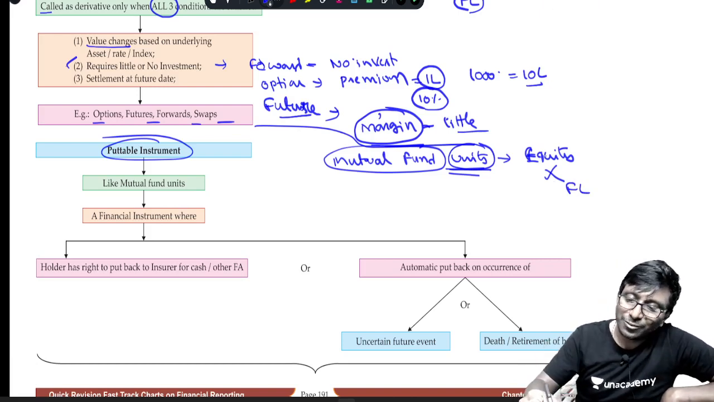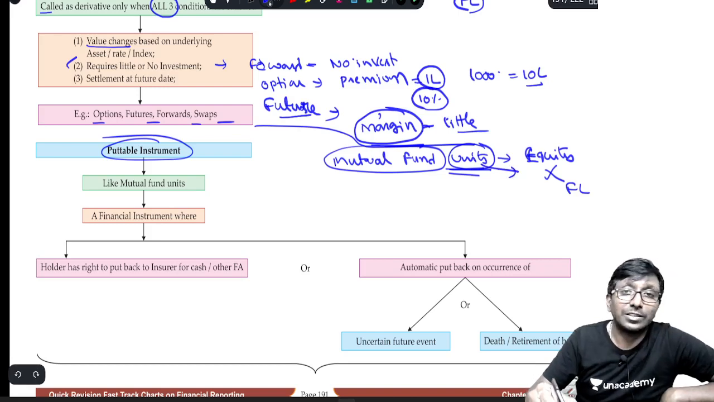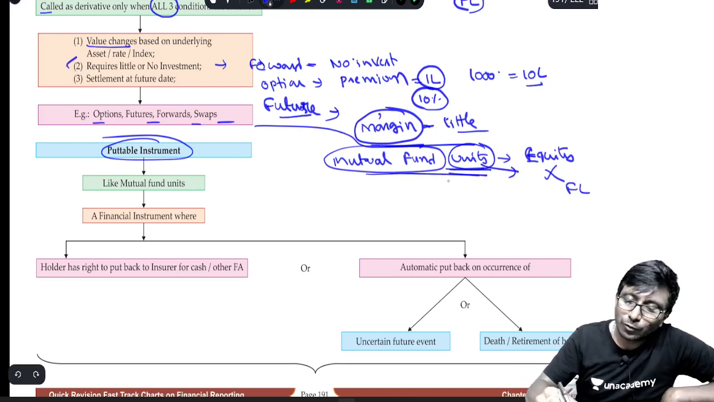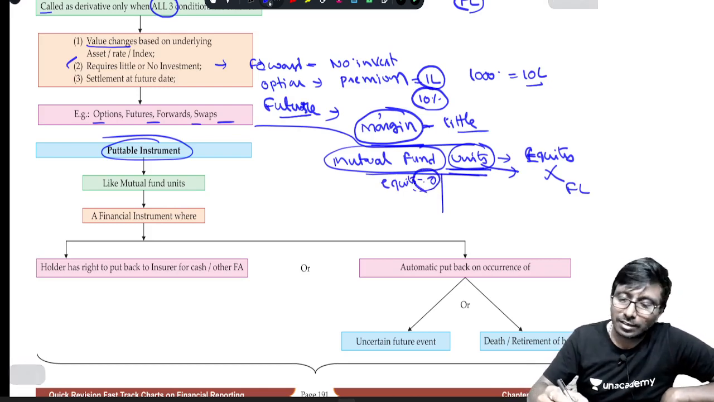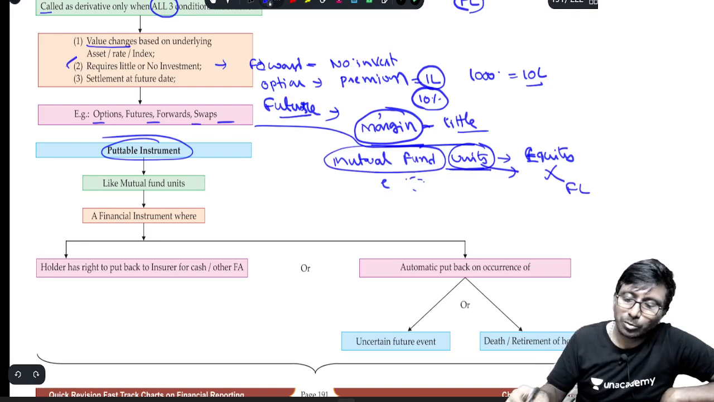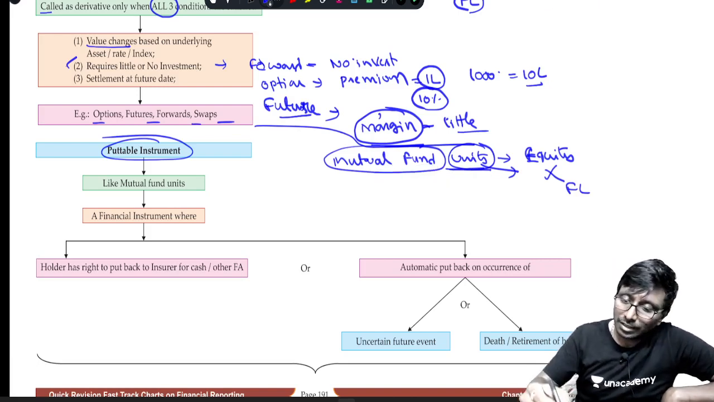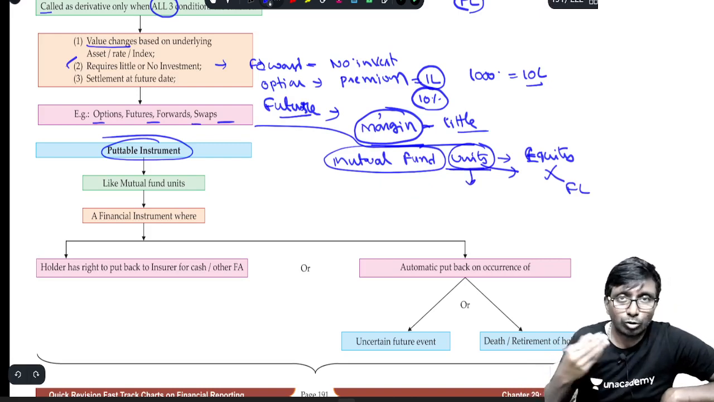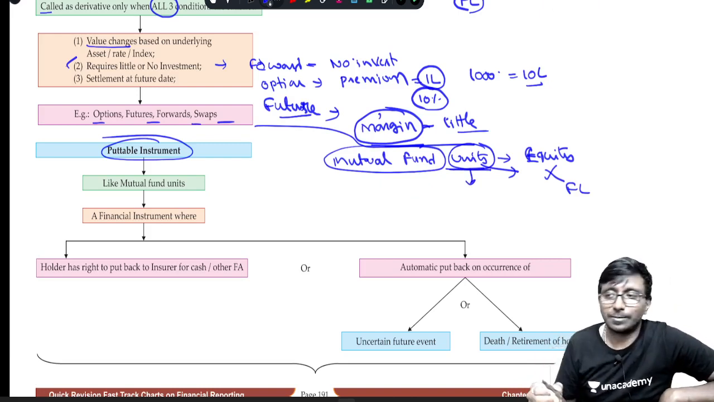But if you say units are only a financial liability, that means in a mutual fund, equity is equal to how much, sir? Equity is equal to 0. It will be odd, correct? That's why they have brought a new concept called putable financial instrument. Put means put to sell.